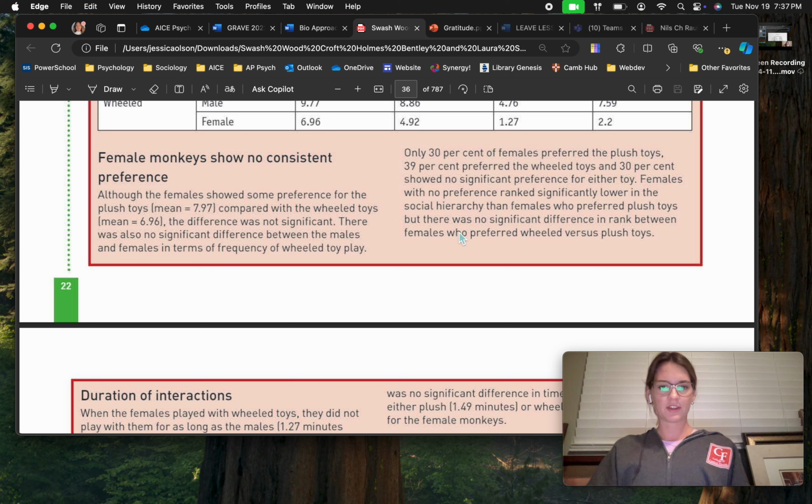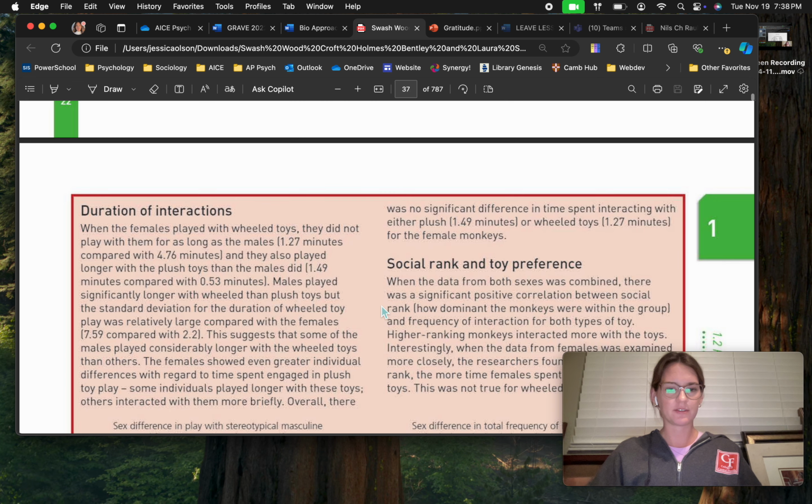Here's another interesting thing with hierarchy, though. Females with no preference ranked significantly lower in the social hierarchy than females who preferred plush toys. But there was no significant difference in rank between females who preferred wheeled versus plush toys. I'm going to have to consult the original article for this. There was an interesting finding with rank.